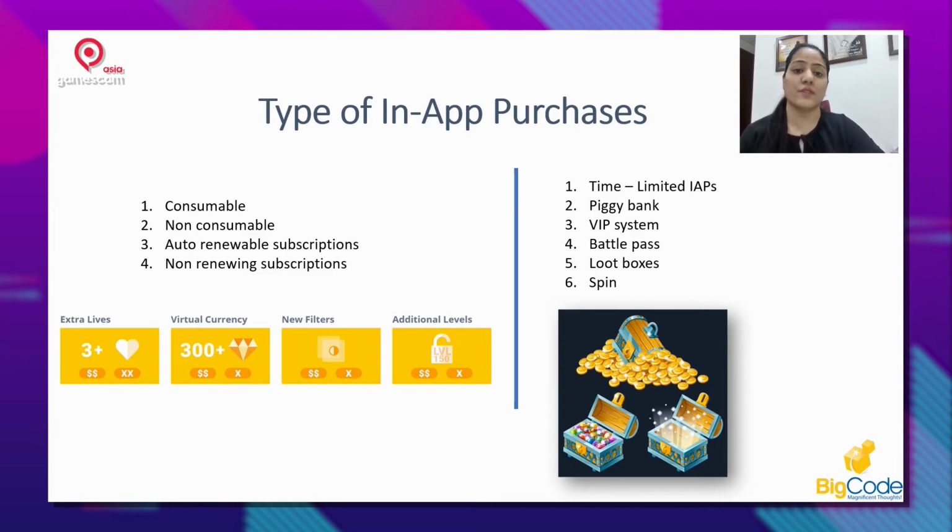Apart from that, we have newer forms of in-app purchases, like limited-time offers, piggy banks to unlock with a buy option, and a VIP system. There will be a special VIP zone for the user, and if they unlock it with in-app purchases, they can play VIP levels. There are also battle passes, loot boxes, and spins. So these are the different types of in-app purchases. One can create different models according to the game content.